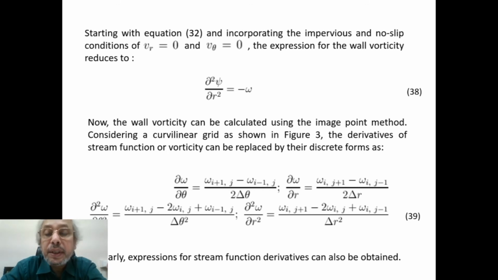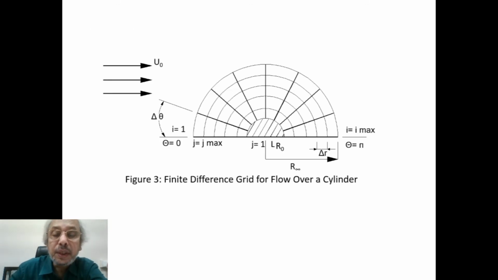Considering a curvilinear grid as shown in figure 3, I have explained that in the radial direction these are delta r's and j equal to 1 to j max, and in the theta direction these are delta thetas and i equal to 1 to i max. So i equal to 1 to i max in the theta direction, and in the radial direction j equal to 1 to j max. In the radial direction delta r is the grid size. In the theta direction delta theta is the grid size.